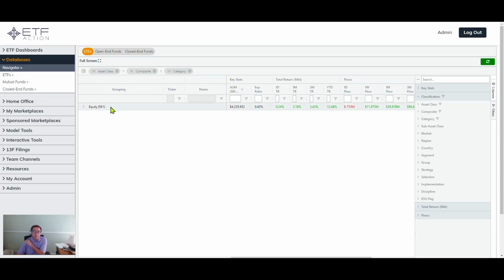So I can see there's 561 funds that meet that criteria. The second step of this is to redo my groupings.